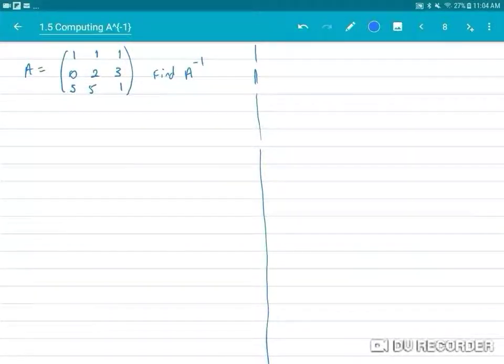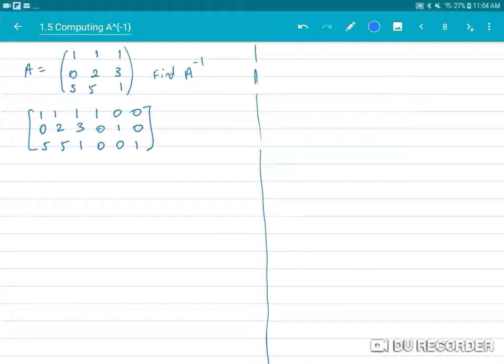Hello. In this video, we will be calculating the inverse of this matrix A. What I will do is write the matrix as is and attach the identity matrix to the right of it, and then apply row operations. Those are elementary row operations.